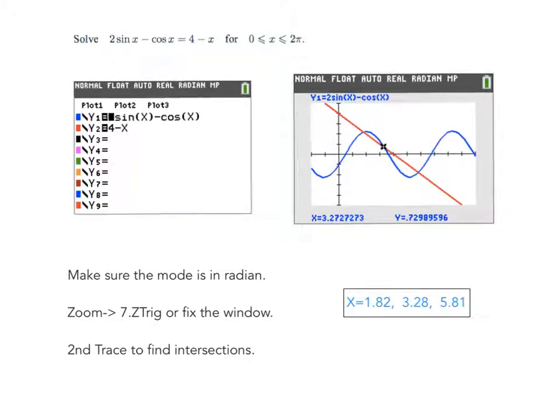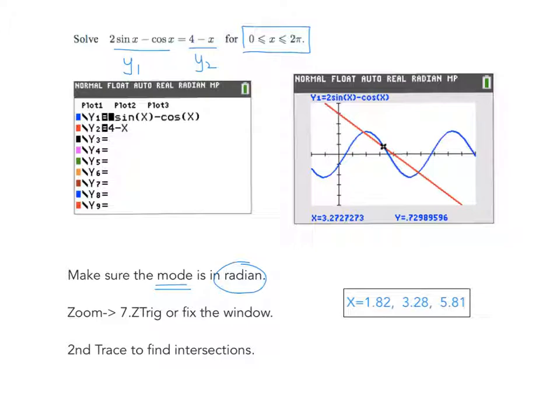Solve for 2 sine of x minus cosine of x is equal to 4 minus x, for the domain going from 0 to 2 pi. If you're given a domain in terms of radians, you need to make sure the mode is in radian. Next, we're going to go to y equals on the graphing calculator and type in 2 sine of x minus cosine of x into y1, and then 4 minus x into y2.